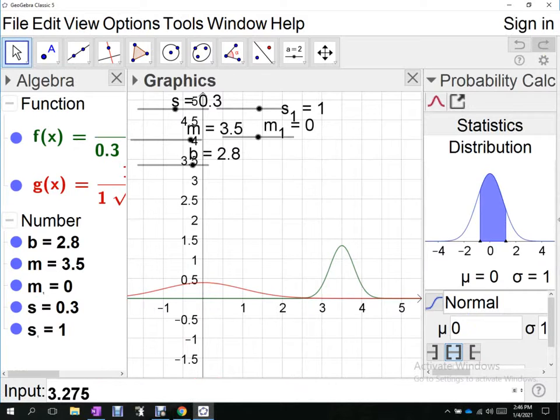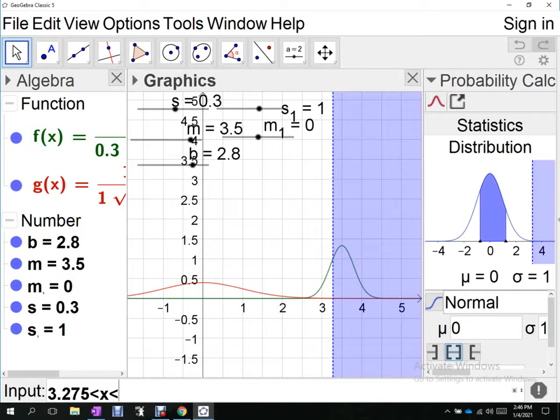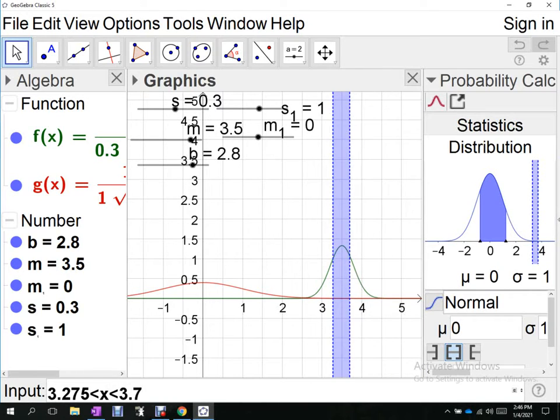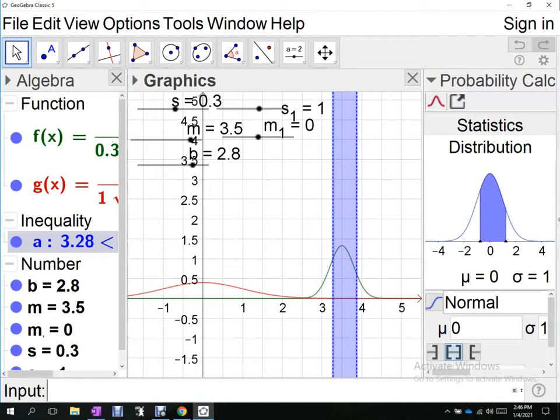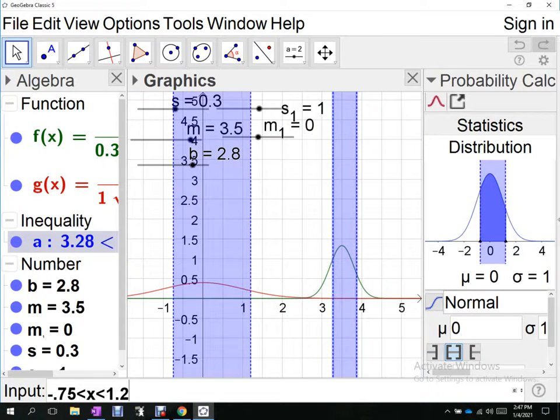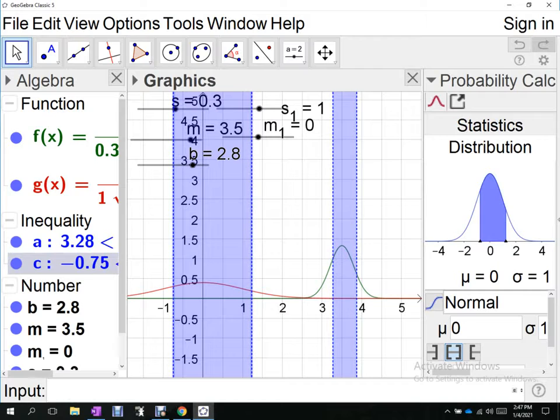3.275 is less than x is less than 3.869. Okay, so that blue area right there underneath the curve is exactly the same as the blue area between negative 0.75 and 1.23 over here. That area right there and that area right there are the same. Does that make sense? Okay.